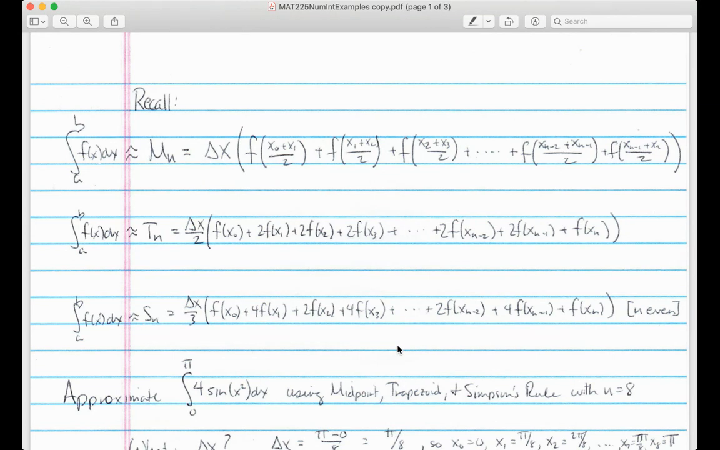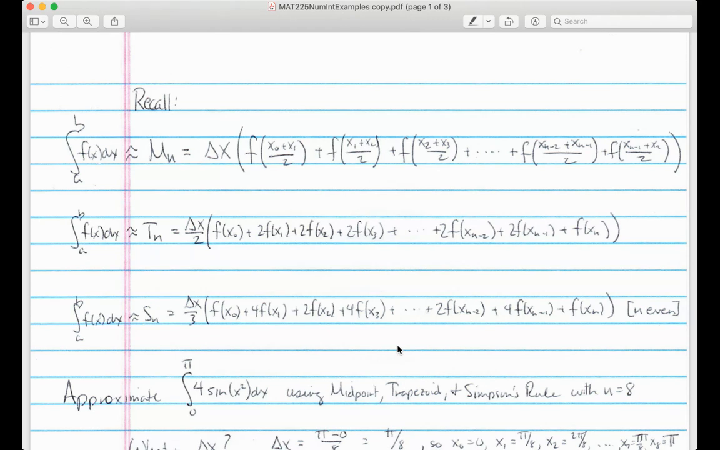Just want to remind you that what we're trying to do here is come up with ways to approximate the values of definite integrals when we don't have a means to find an antiderivative and apply the fundamental theorem of calculus. The three methods that we discussed before the break were the midpoint rule, the trapezoid rule, and Simpson's rule. And I've got those three formulas here at the top of this document that we're looking at right now.